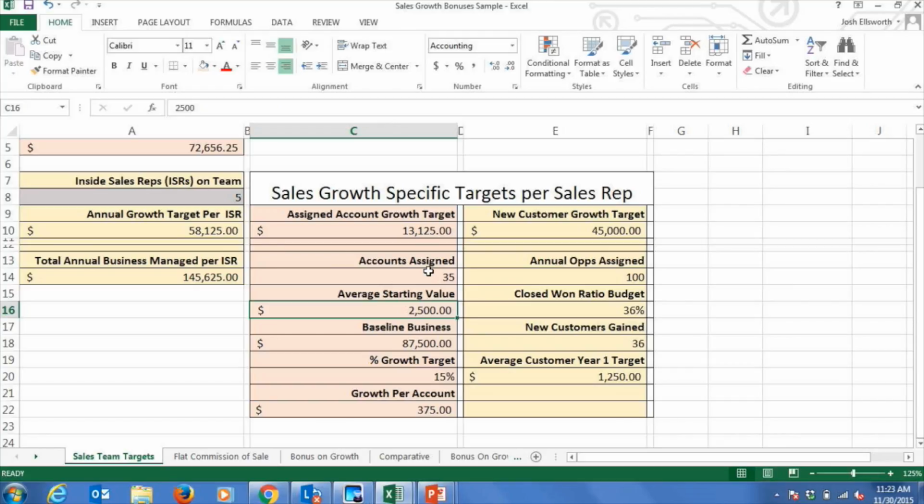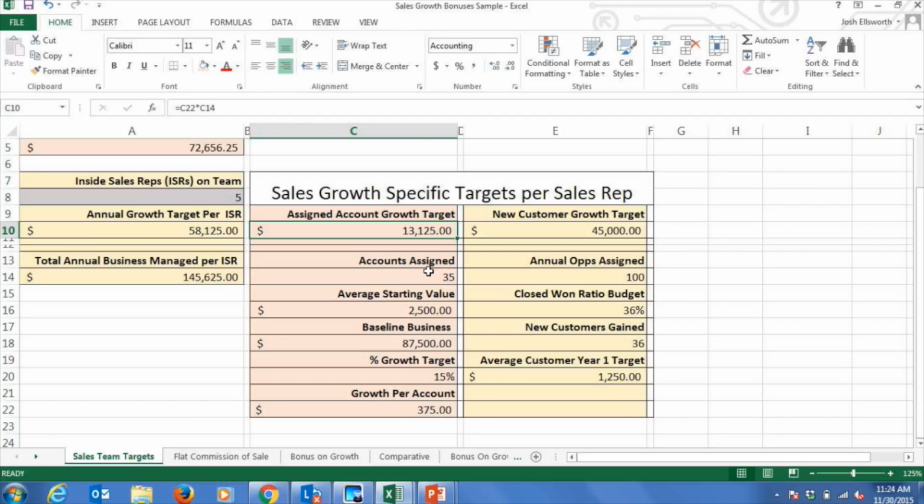We should know their value, which is 35 times 2,500 equals 87 grand roughly in baseline business. And how much do I expect them to grow those accounts? So we put a 15% growth number on this particular list. It can easily be whatever you want, and basically that will give you your assigned account growth target. So if I take that 15% or $375 per account times 35 accounts, I get an assigned account growth target of 13 grand and change.